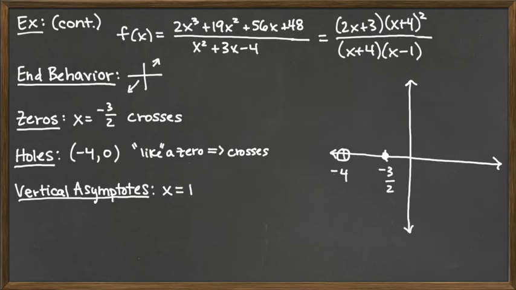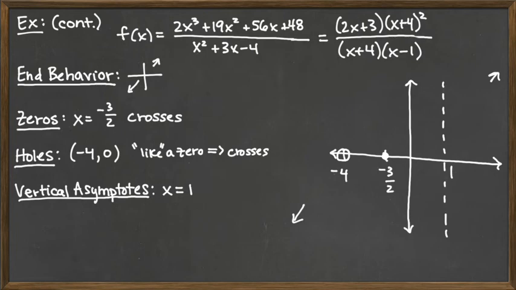So we know that point's in there. We also know that there's a vertical asymptote at x equals 1, so we'll go ahead and put that vertical asymptote in there. That's going to be at x equals 1, and we know the end behavior starts down here and ends up here. Okay? So once we have all of those pieces of information on our graph, we need to just piece together what's happening here.